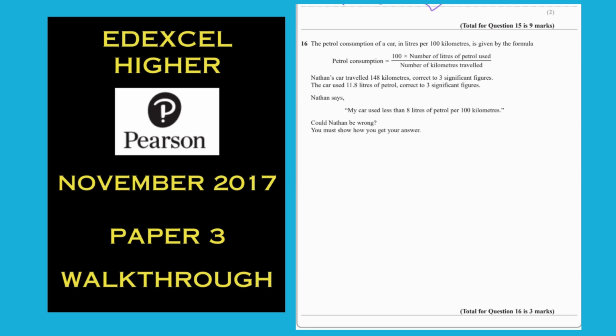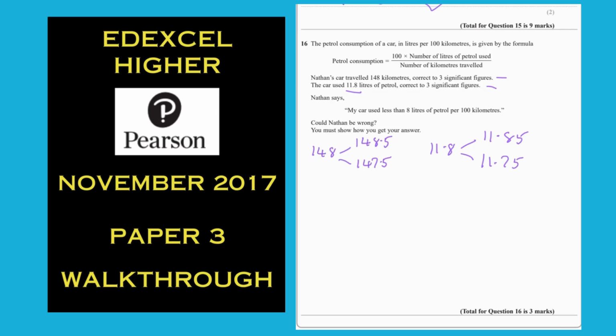Number 16. Errors and bounds. Waffle, waffle, waffle. Where you start working is important. This is where you start working. 148, 3 sig figs. So we go up by half and down by half. Car, litres, petrol, up by an extra decimal place, sorry, and down by the same amount.